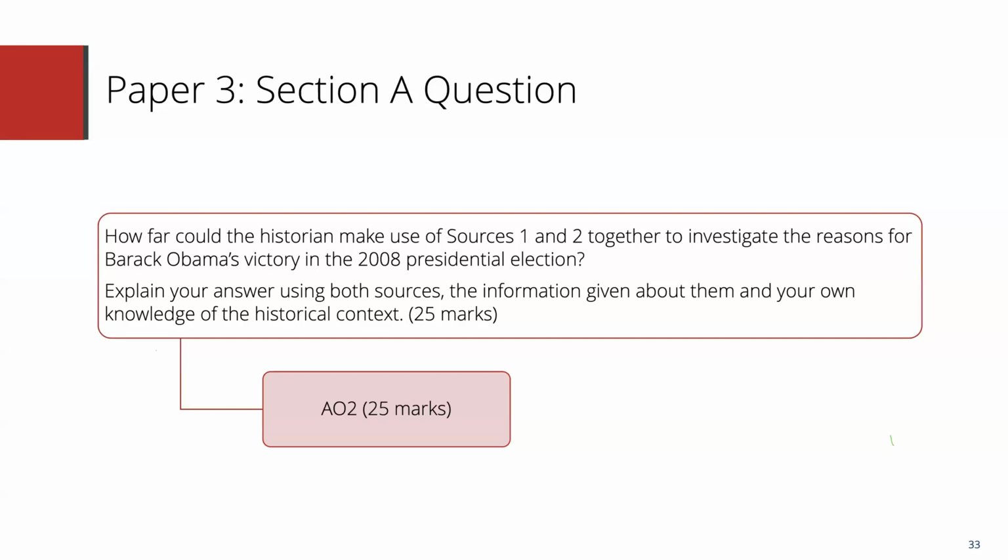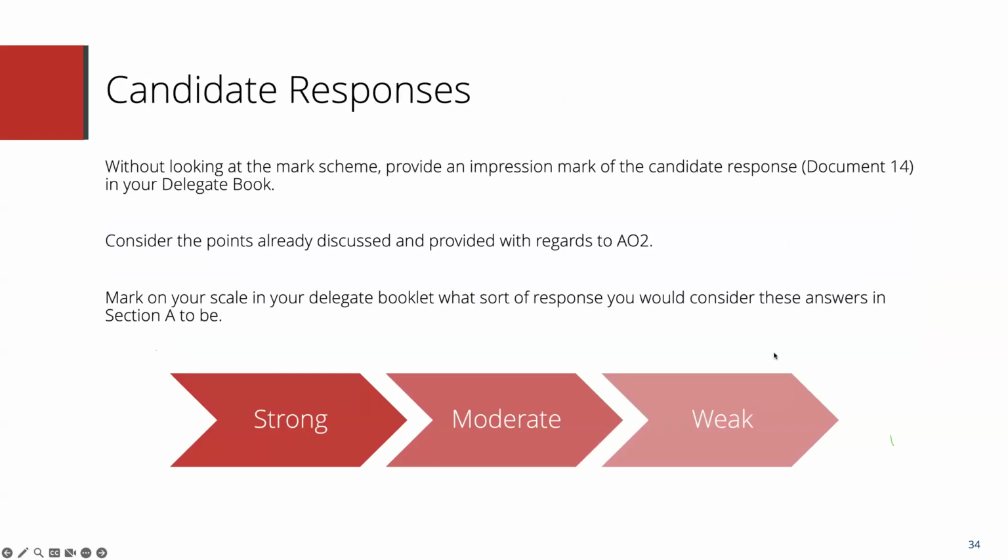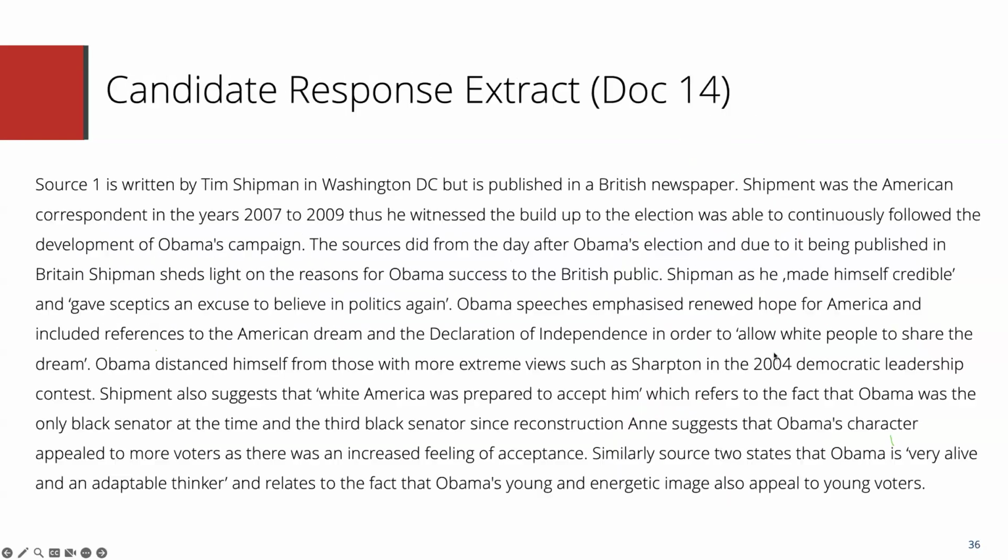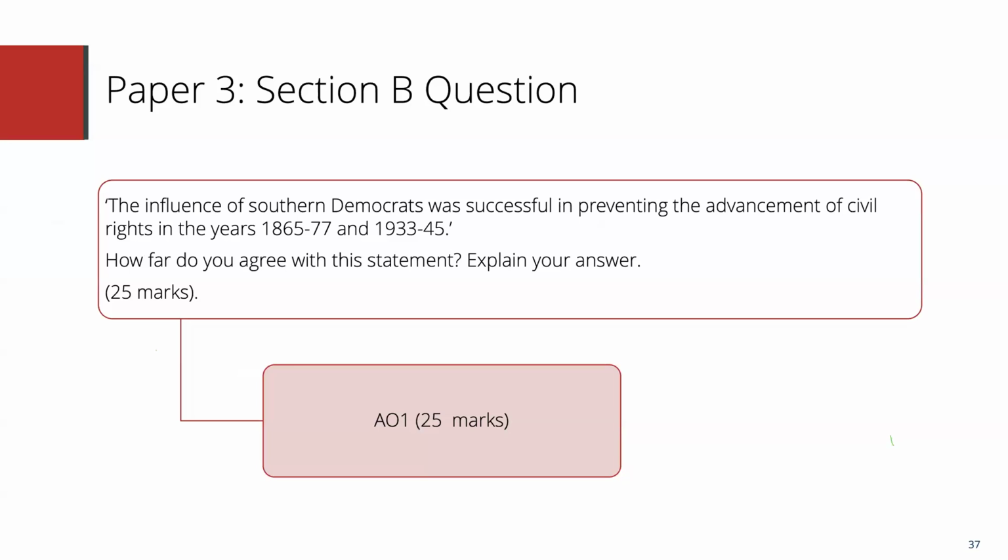So if we go on to section B, question 2, and that is documents 16, 17 and 18. This is where are we up to? So the influence of Southern Democrats was successful in preventing the advancement of civil rights in the years 1865 to 77 and 1933 to 45. How far do you agree with this statement? Explain your answer now.